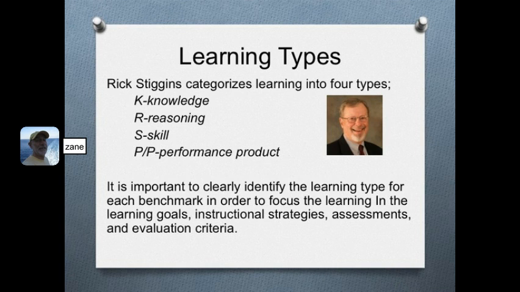Education guru Rick Stiggins has promoted the idea that learning really happens in one of four types: knowledge, reasoning, skill, or performance product. This is a useful tool for teachers as they go about aligning learning goals, instructional strategies, assessments, and evaluation criteria.